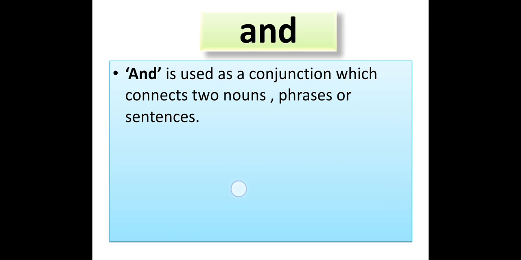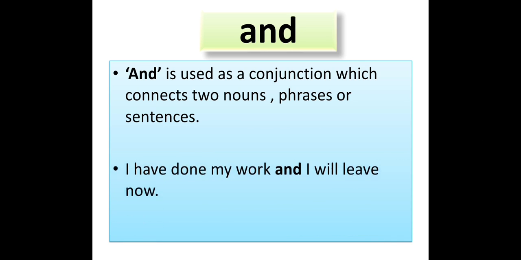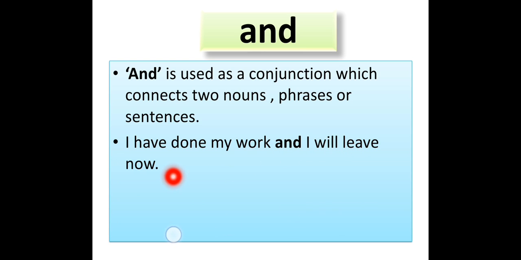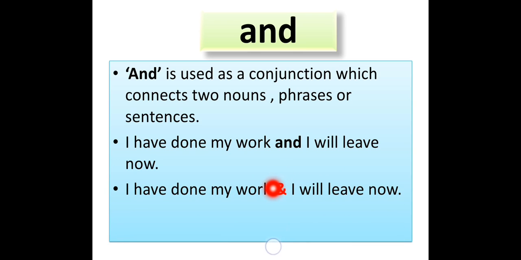Okay? Now "and" is used as a conjunction which connects 2 nouns, phrases or sentences, and "&" as a symbol connects 2 nouns. But "and" is used as a conjunction to connect 2 nouns, 2 phrases, 2 sentences. It works as a bridge between 2 sentences, 2 nouns or 2 phrases. For example, I have done my work and I will leave now. Here you see "and" is used as conjunction and it is joining 2 sentences. If you write, "I have done my work & I will leave now", it won't be correct grammatically, it won't be accepted in formal writing. Pen and pencil. Here we are joining 2 nouns by using "and" as a conjunction. Okay?